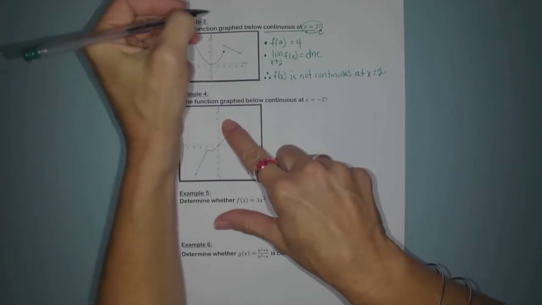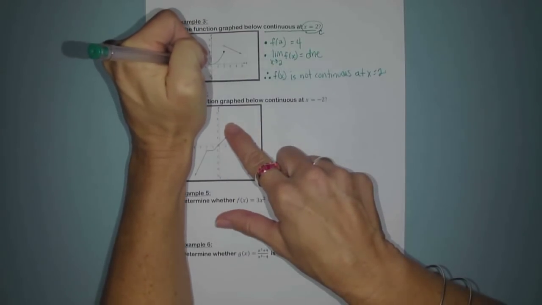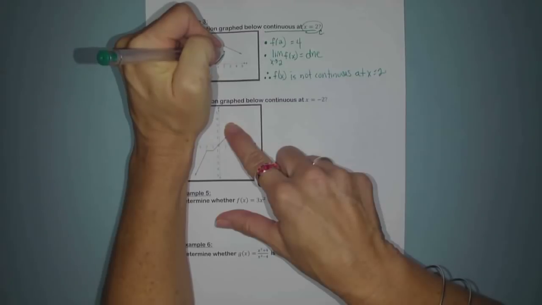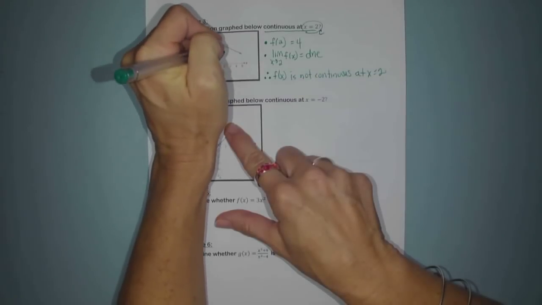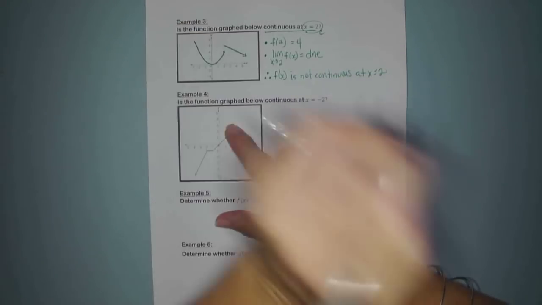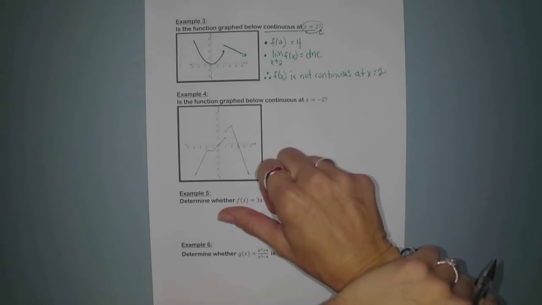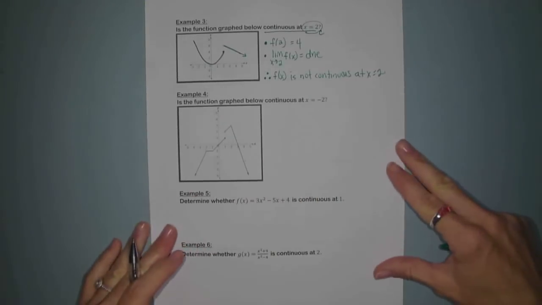Informal definition, tracing, tracing, tracing. When we get to 2, we have to stop, pick up the pencil, and then start tracing on another function. This is piecewise. Okay, fantastic.